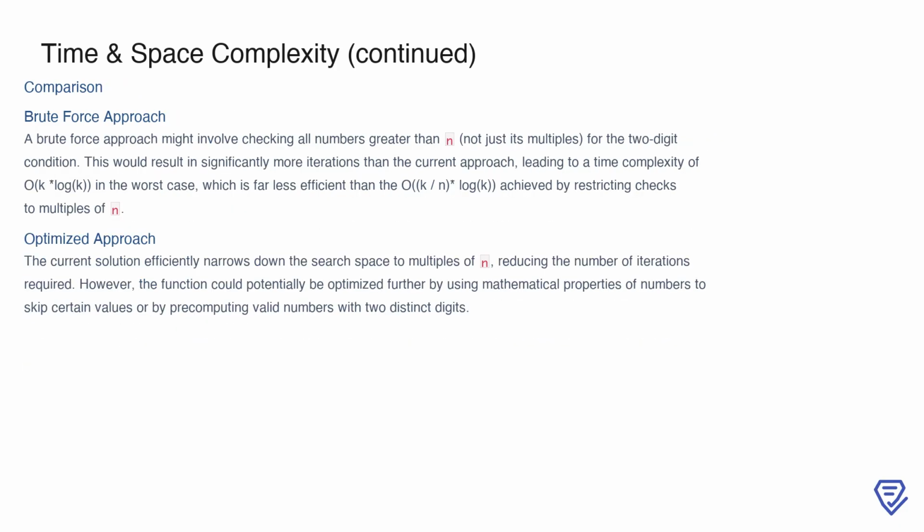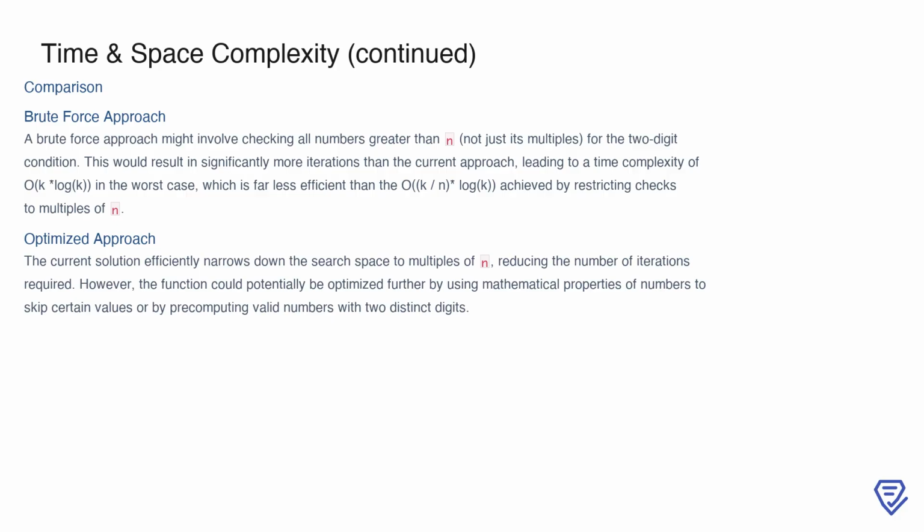Comparing this approach to a brute force method highlights its efficiency. A brute force method would involve checking every number greater than n, not just its multiples, to determine if it meets the two-digit condition. This would result in far more iterations and a time complexity of O(k * log k), where the additional factor arises from the larger number of checks. In contrast, the current approach significantly narrows the search space by restricting checks to multiples of n, reducing the number of iterations required. This optimization leads to a more efficient time complexity of O(k/n * log k).